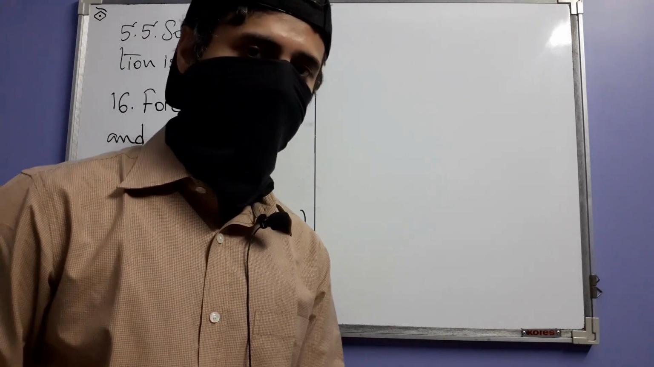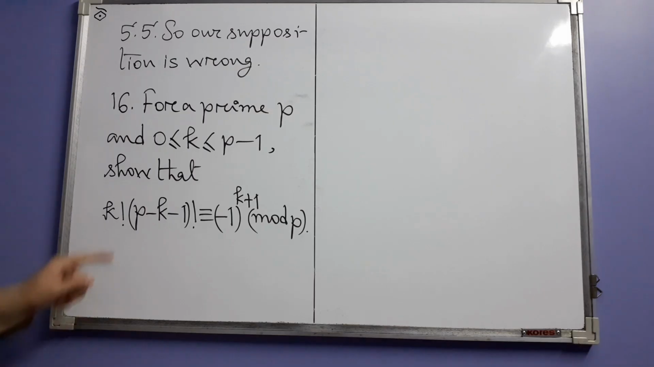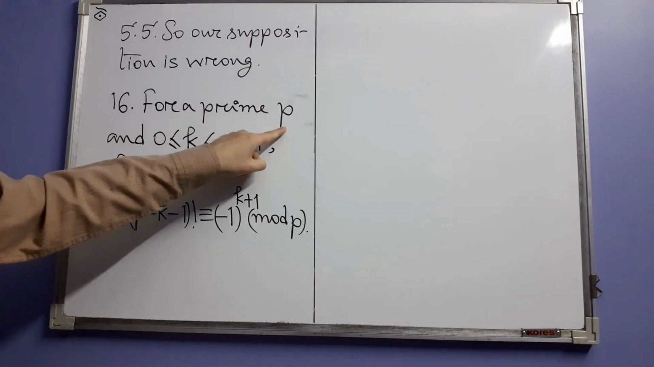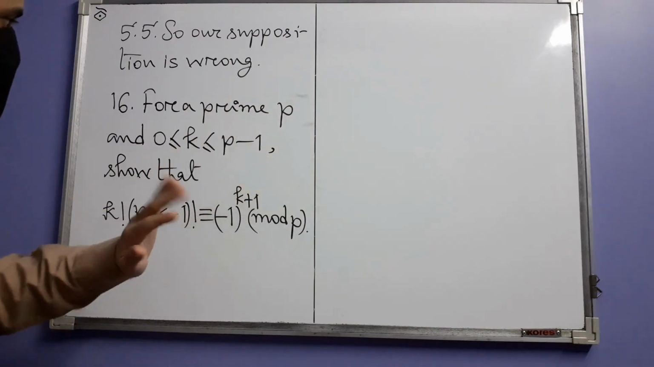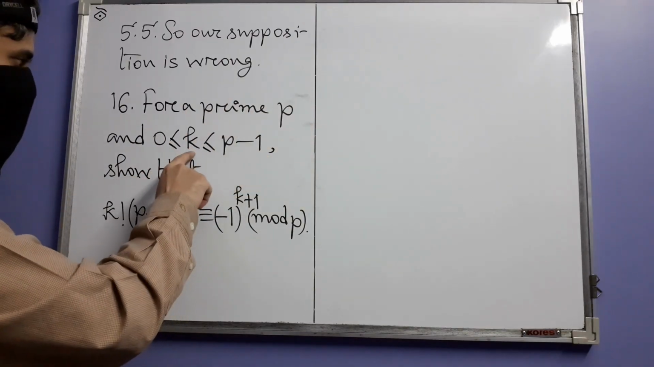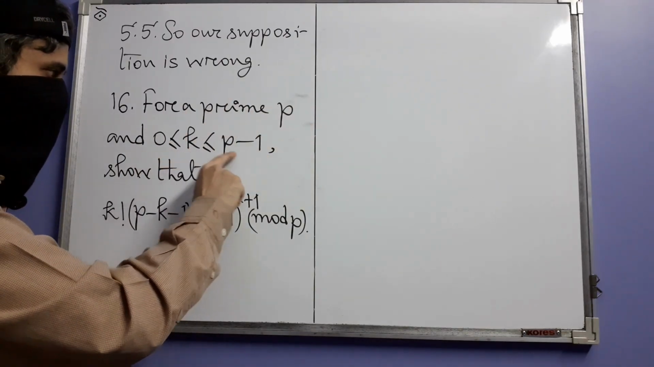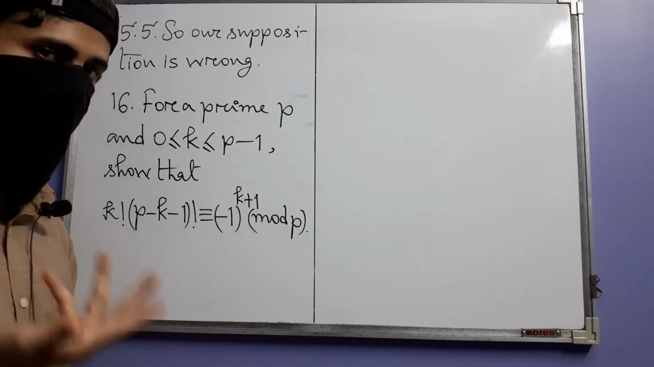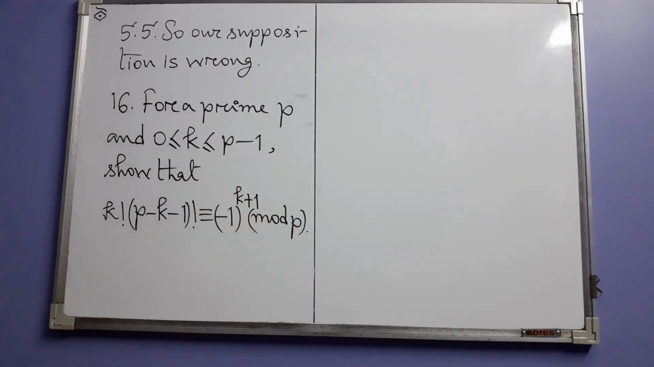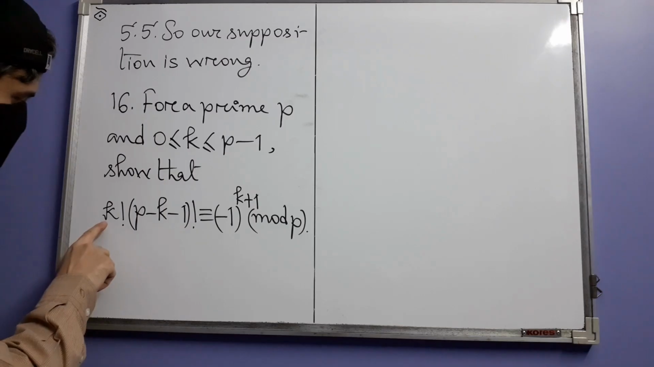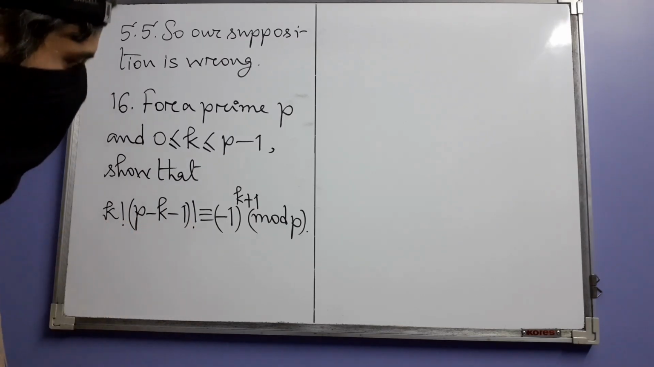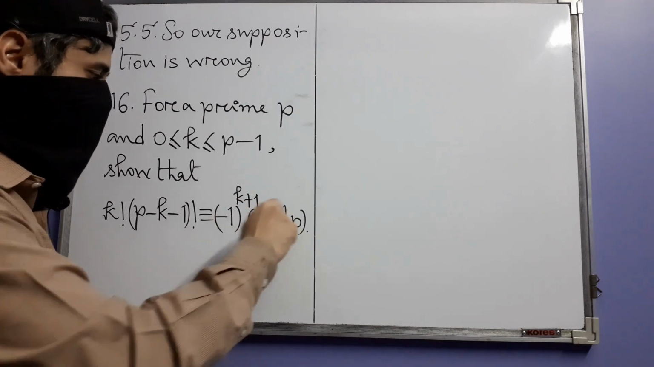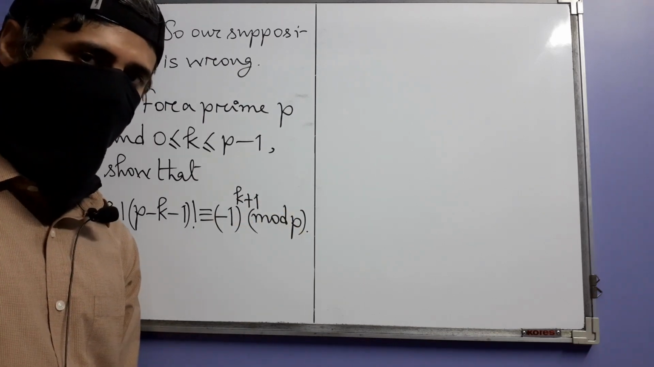Okay, so next we have 16. Here a prime is given, not of any special form, just a prime is given, and some integer k is given which is non-negative and less than or equal to p minus 1. Then we have to prove that k factorial times p minus k minus 1 factorial is congruent to minus 1 to the power k plus 1 modulo p.